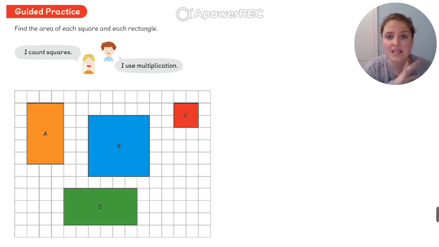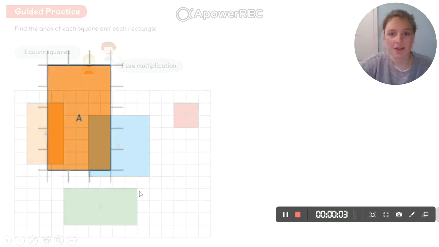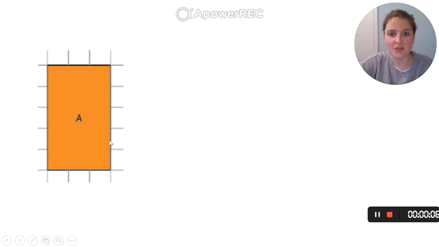Remember, area is the amount of space a shape takes up. Perimeter is the continuous line around the edge. Area is the amount of space a shape takes up. So pause the video and have a look. Okay, we're going to look at this one first. We're going to look at each of them individually. So let's do this first one together.